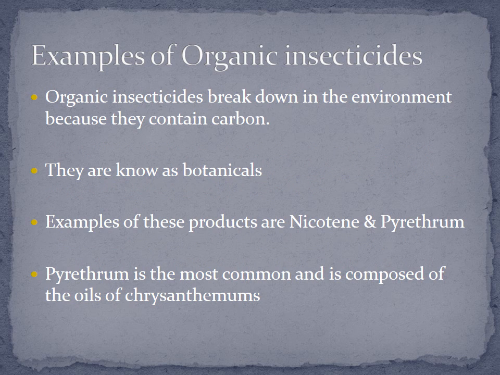Now let's take a look at an example of organic insecticide. What is an organic insecticide? These are going to be insecticides that break down in the environment because they contain carbon. They are actually going to be known as botanicals. Examples of these products are nicotine and pyrethrum. Pyrethrum is the most common and is composed of the oils of crushed chrysanthemum flower petals.